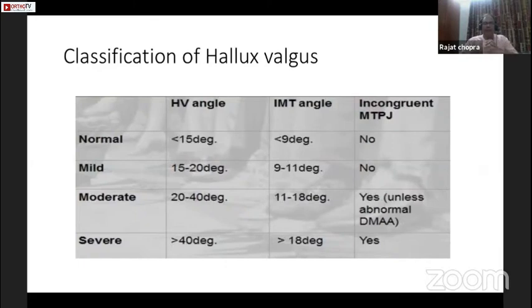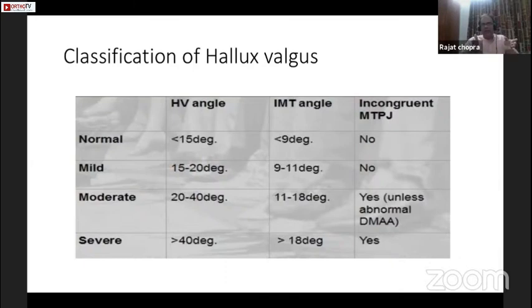So anything which is less than 15 degrees for the hallux valgus angle, or less than 9 degrees for intermetatarsal, is considered to be normal. And mild is a hallux valgus angle of less than 20, and intermetatarsal, some people consider 9 to 11, some consider 9 to 13. So there is variation, as long as you understand what they are talking about.